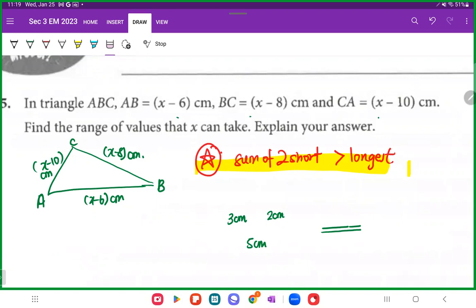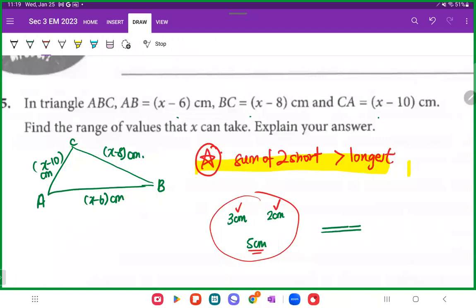Oh, can understand. One more time. Okay, so if you imagine, I just make use of these 3 numbers. So my shorter ones are 3 and 2, my longest is 5 cm, correct? So if you have your 3 cm here, your 2 cm here, the other one has to be more than 5. Can you see? Shorter than 5.